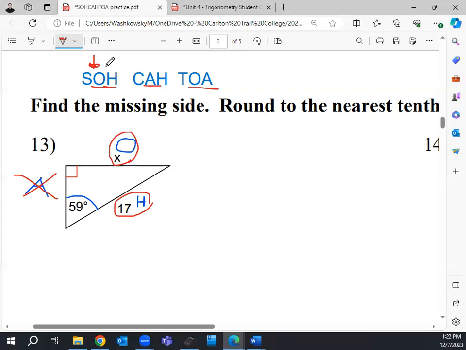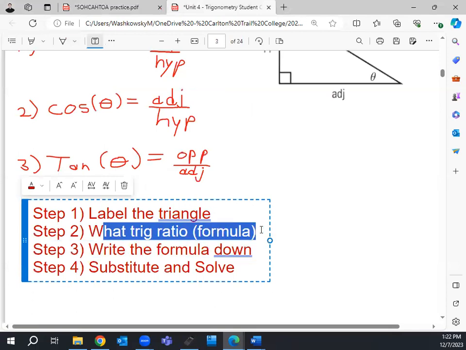If I have opposite and adjacent, which ratio do I use? Tan, because tangent is the one that has the opposite and the adjacent in it. If I have adjacent and hypotenuse, I use cosine because that's the one that has the two of them. I hope that makes sense: look at what's attached to the sides of your triangle, and that's what you need to use. So I know I need to use sine. That is step 2: I've identified the trig ratio.